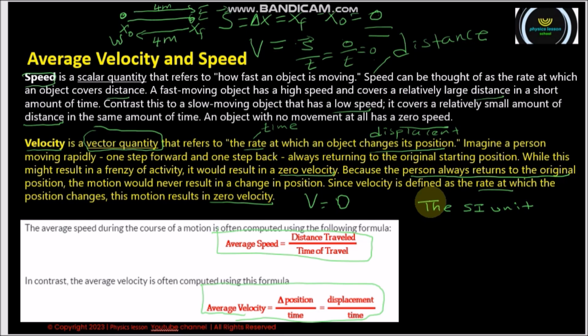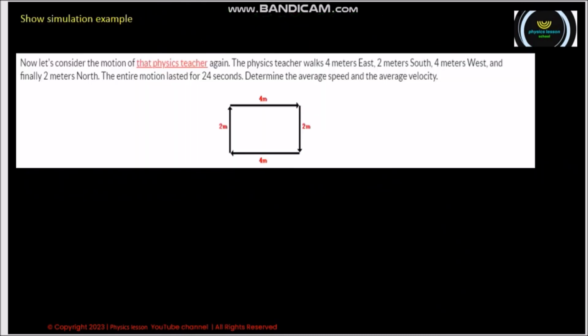In the case of average velocity, here the SI unit is meter per second. The same thing for average speed, here meter per second. So the SI unit for average speed and average velocity is the same, no difference. Okay. So let's see one example.